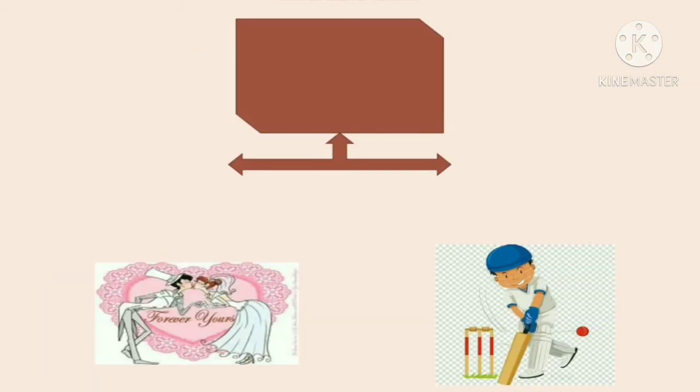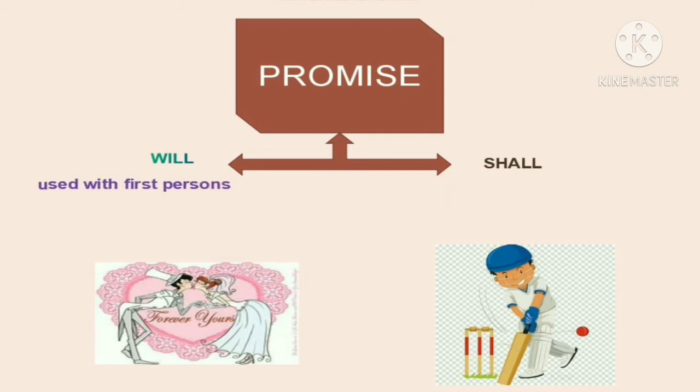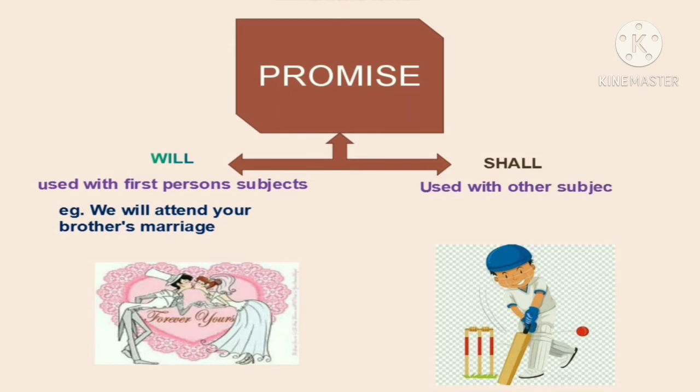Now let's continue with the word promise. The two words that suggest promise are will and shall. Will is used with only the first person subjects. Example, we will attend your brother's marriage. And shall is used with other subjects. For example, you shall get a new bat on your birthday.